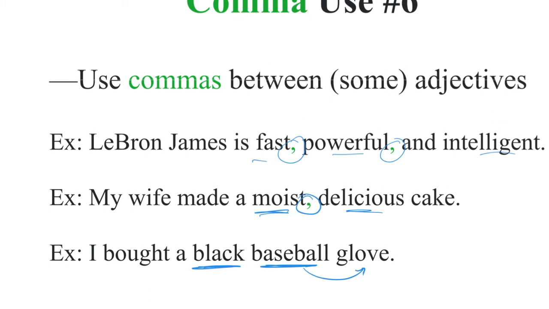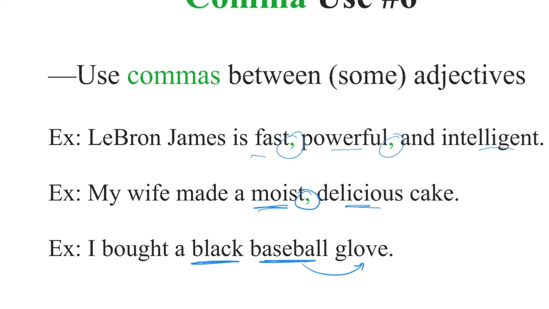So the way to decide whether or not you need a comma is to imagine the word and instead of the comma. So LeBron James is fast and powerful and intelligent. Like, that makes sense. My wife made a moist and delicious cake. That makes sense. So comma, comma, comma. I bought a black and baseball glove. That does not make sense, so you don't need a comma.